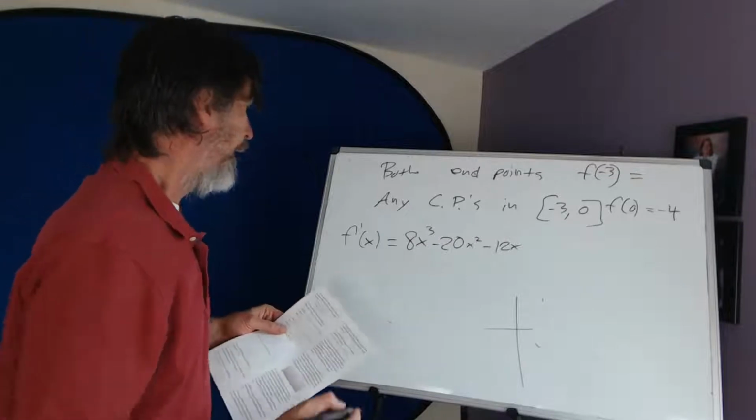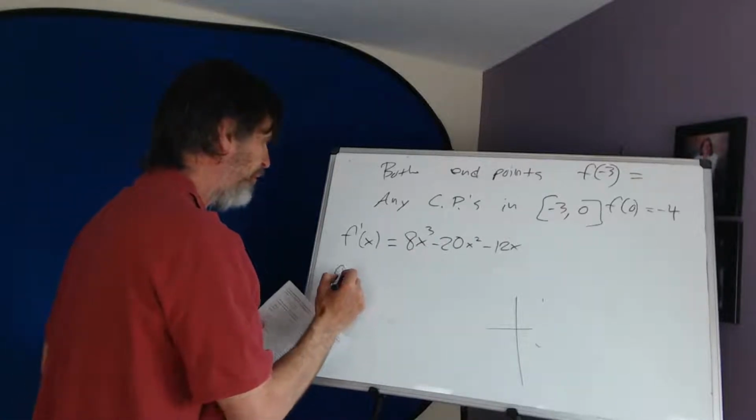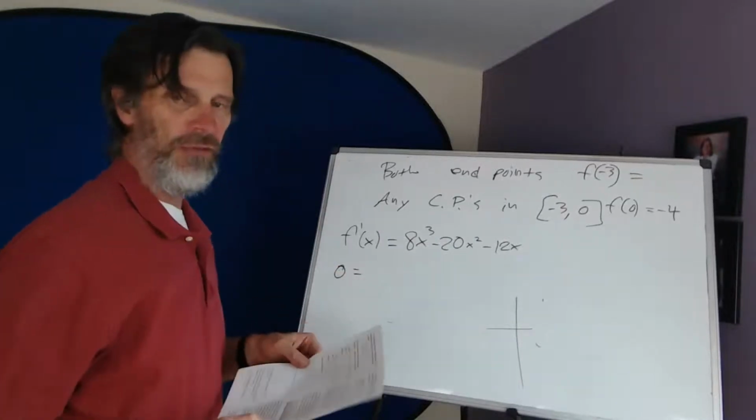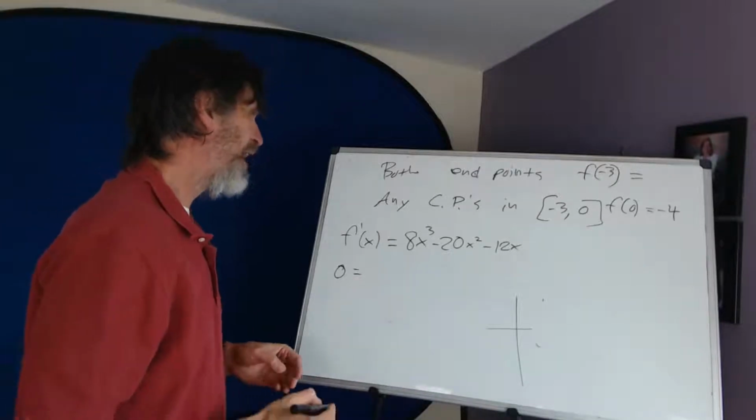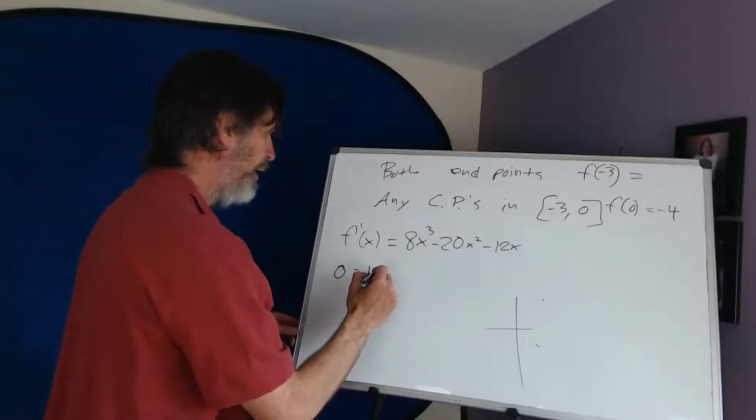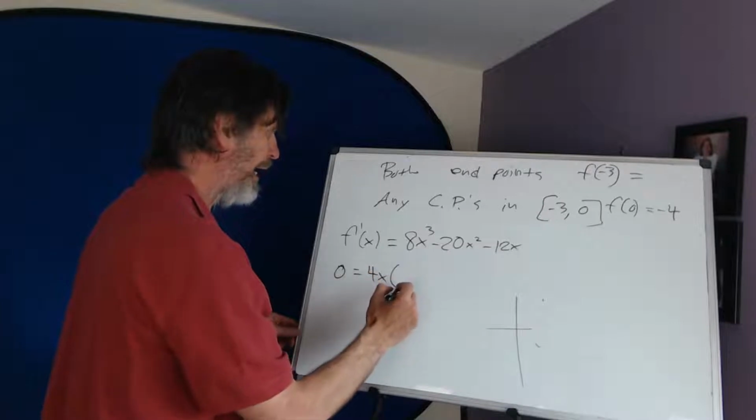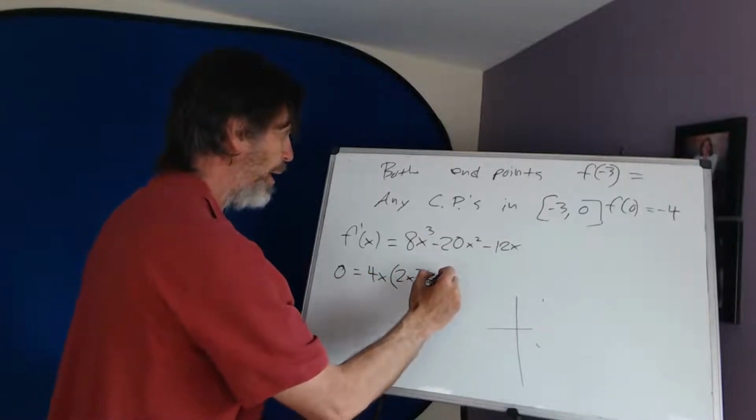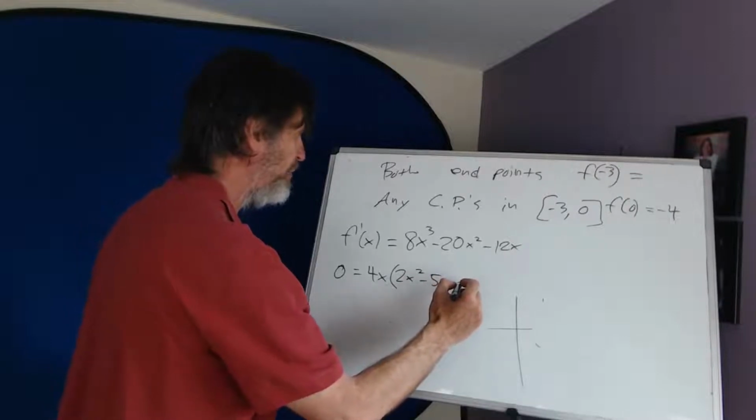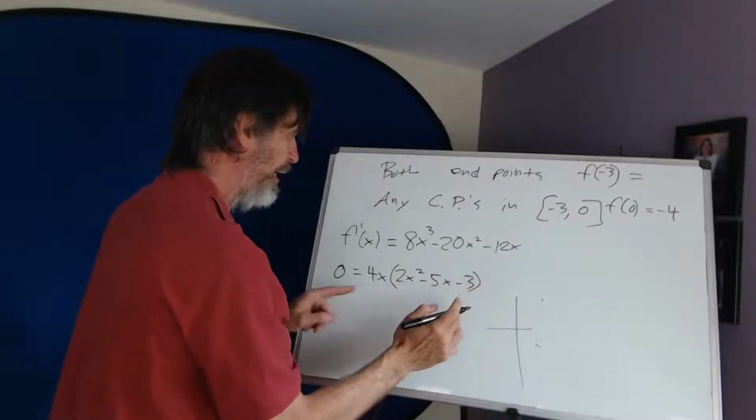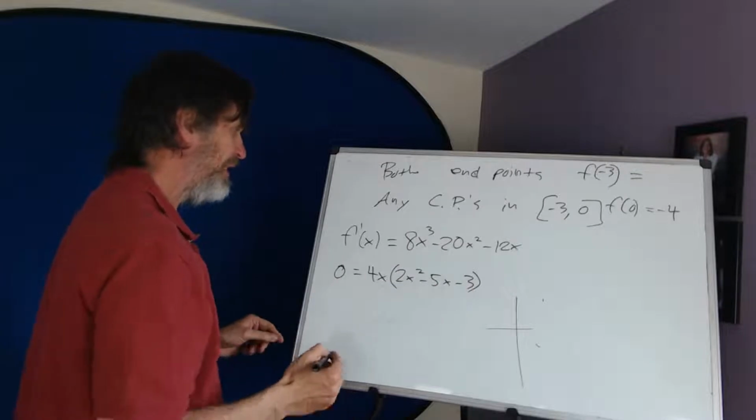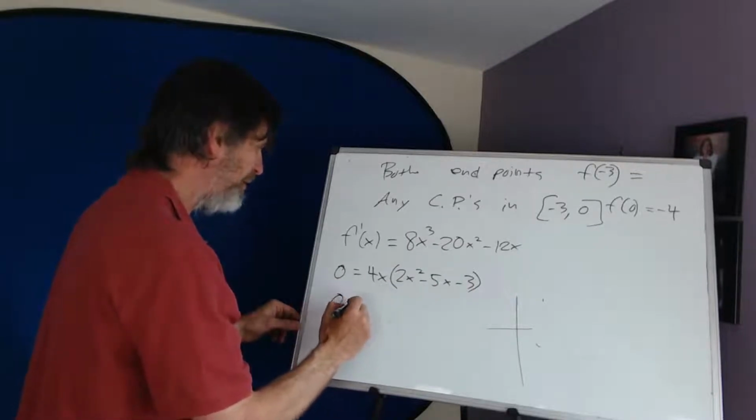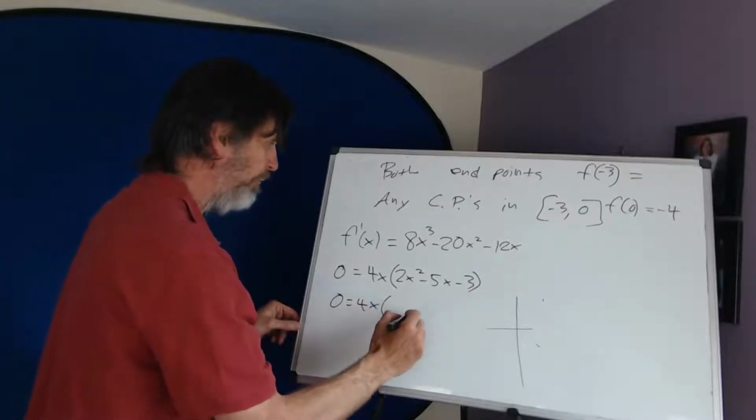That looks good. I'm going to set that equal to 0 and solve. And again, it's easier to solve the equation if it's factorable, and this one is. I could pull out a 4 and an x, be left with a 2x squared minus 5x minus 3. Two factors of -6 that add up to -5 tells me that this is also factorable.